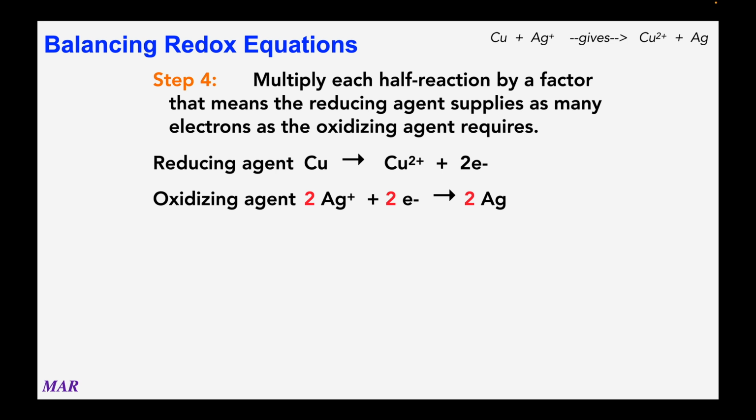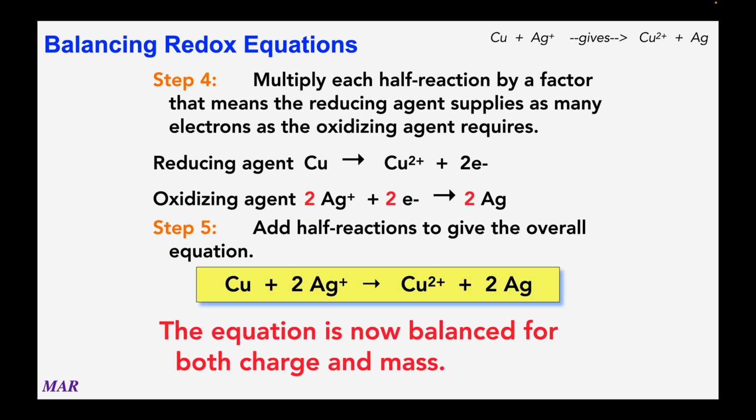And now you can see that in the reducing agent part, we have 2 electrons as products. The oxidizing agent part, we have 2 electrons as reactants. So when we add those reactions together, the electrons are out of here, which is important in my chemistry world. So the final step is literally just to add them together. 2 electrons as products cancel 2 electrons which are reactants. You've got copper and 2 silver plus, making copper 2 plus and 2 silver, and everything is hunky-dory.